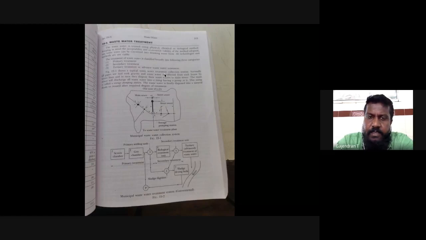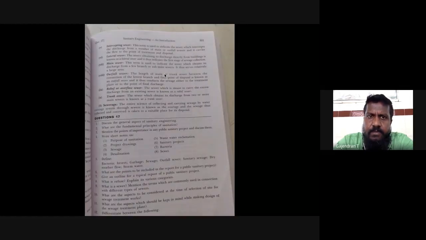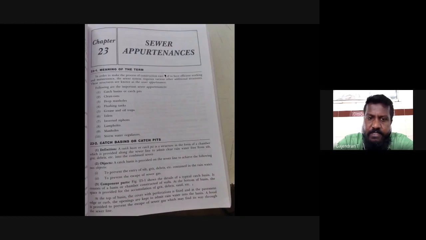So here, what are the different types of sewage and sullage terminologies given? What are the terms which you need to understand? What is a subsoil? What is a sewer? What do we call a sewer? What do you call a sewerage? And all of these are given here.